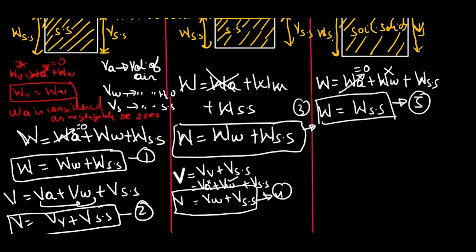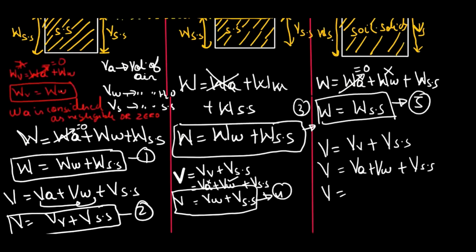Now if I talk about the volume, the total volume of the soil sample is volume of void plus volume of soil solids. Volume of void contains volume of air plus volume of water, and volume of soil solids is constant. Now since it is the dry condition, volume of water will be absent, so our equation will reduce to volume of air plus volume of soil solids only. This is our equation number 6.